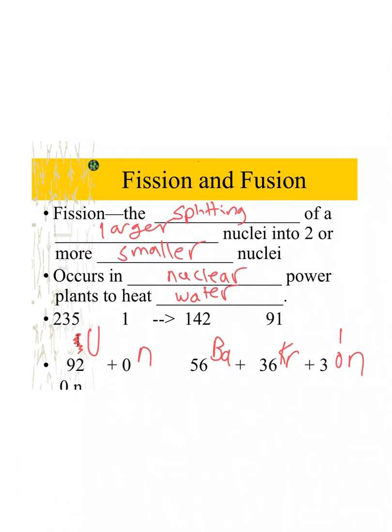As you're adding the totals up, we have to make sure that these add up. So 235 and 1 is 236. 142 and 91 is 233, but then you have 3 neutrons, so they each give 1. On the bottom, 92 and 0 adds up to 56 and 36, and the 0.